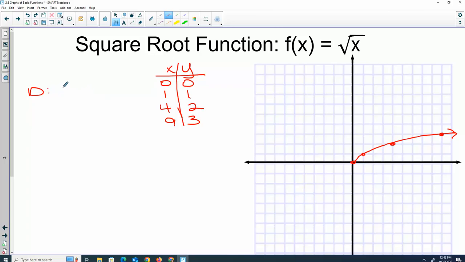What's the domain? And it would get a bracket on the 0 because it starts with a closed circle. What's our range? Increasing, decreasing, or constant? Increasing the whole time, 0 to infinity. Where is this continuous? 0 to infinity, same thing for all of them.